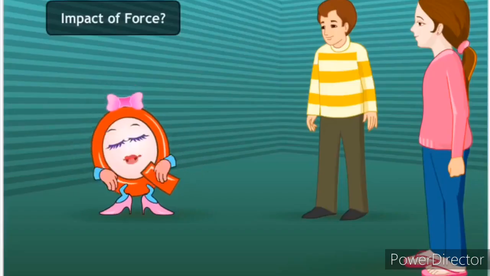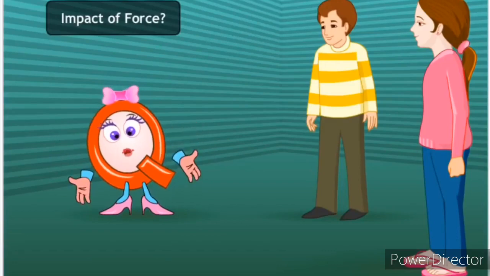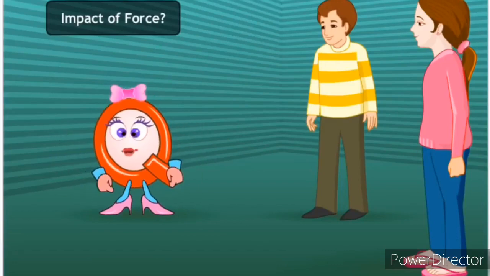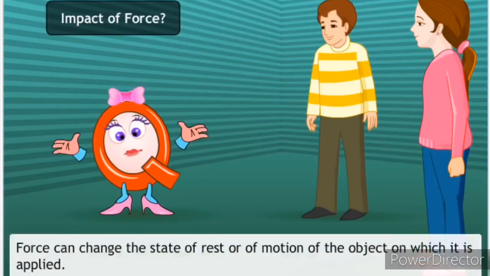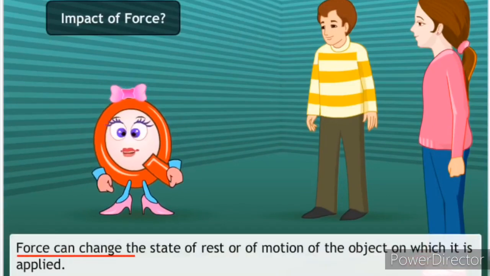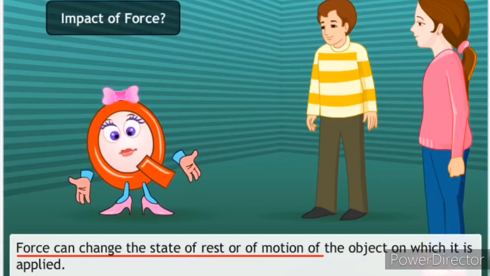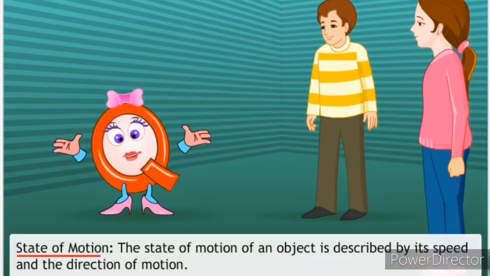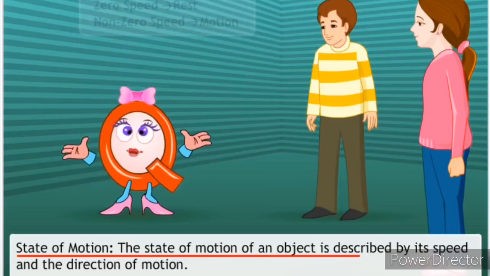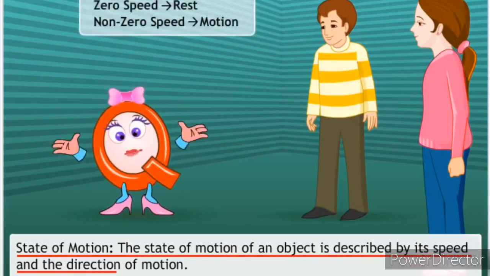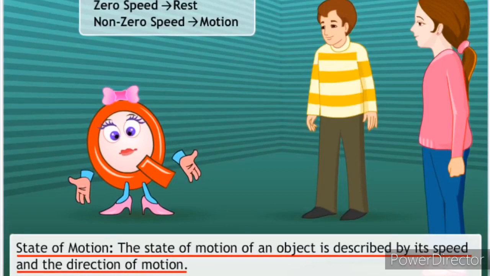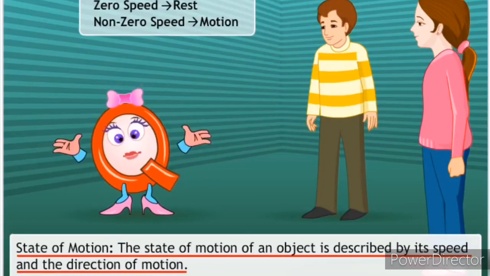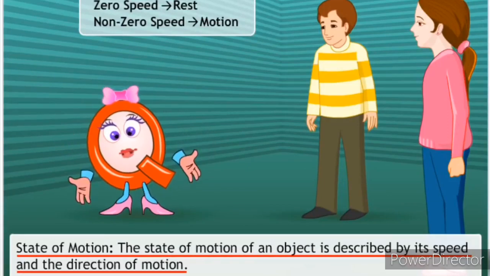Now let's look at the other aspect of force, its impact. What are the effects of force applied on objects? A force can change the state of rest or of motion of the object on which it is applied. The state of motion of an object is described by its speed and the direction of its motion. If the speed of an object is 0, it is said to be at rest, else it is in motion.